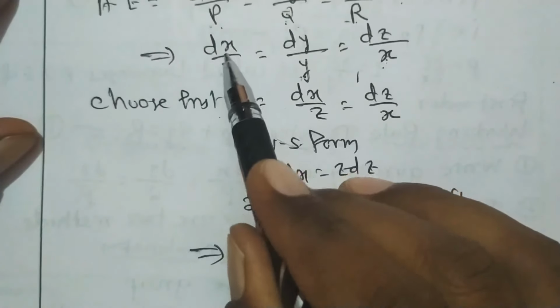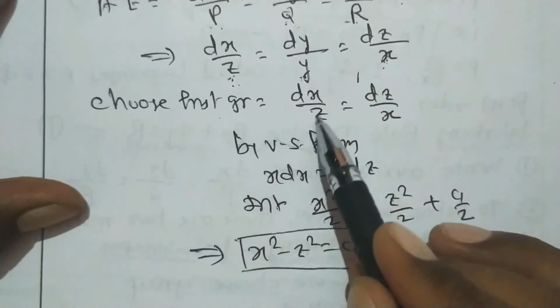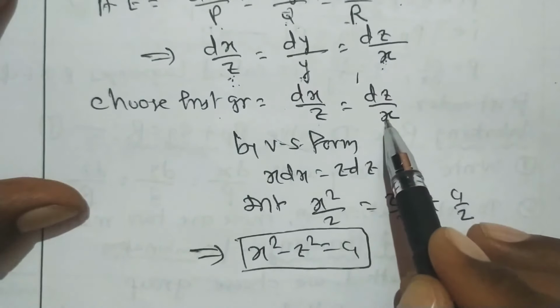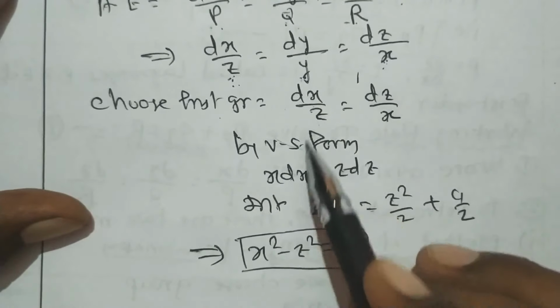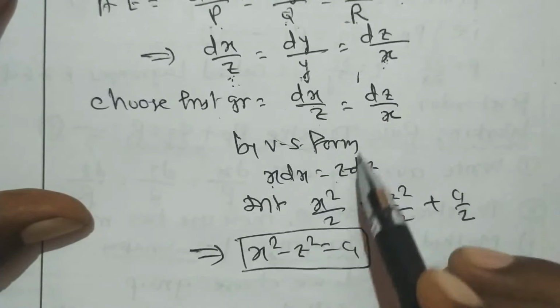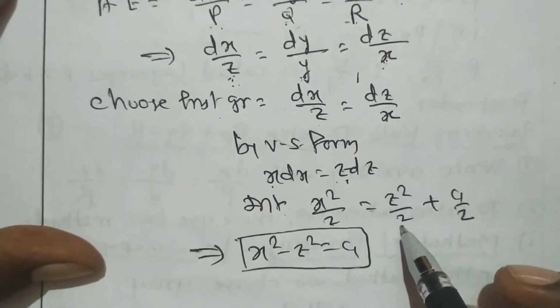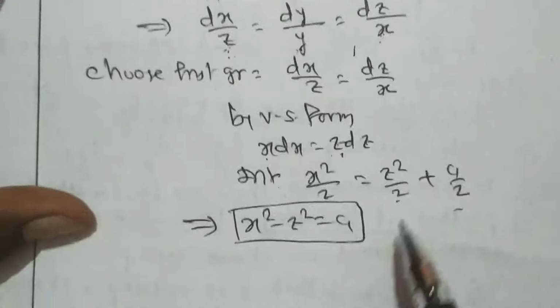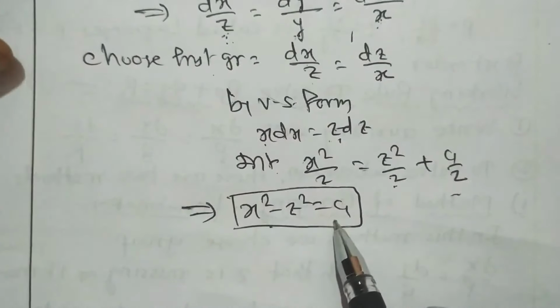Yes, we can take a group first, dx upon z equal to dz upon x, because y is missing. If we choose this group, then by variable separable form we can separate variables, that is x dx is equal to z dz, and if we take integration then we will get x square by 2 equal to z square by 2 plus c1 by 2. So using this we can write the first solution here, x square minus z square equal to c1.